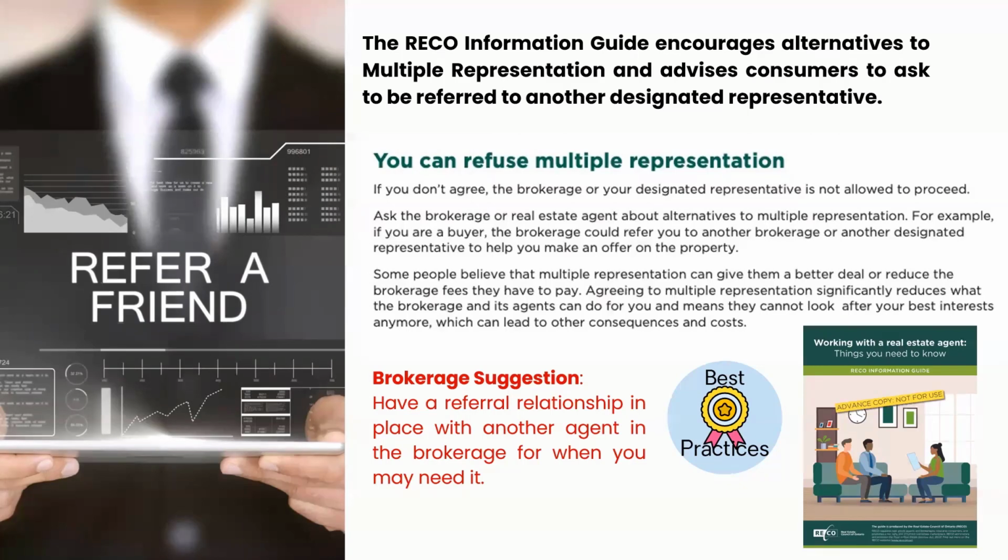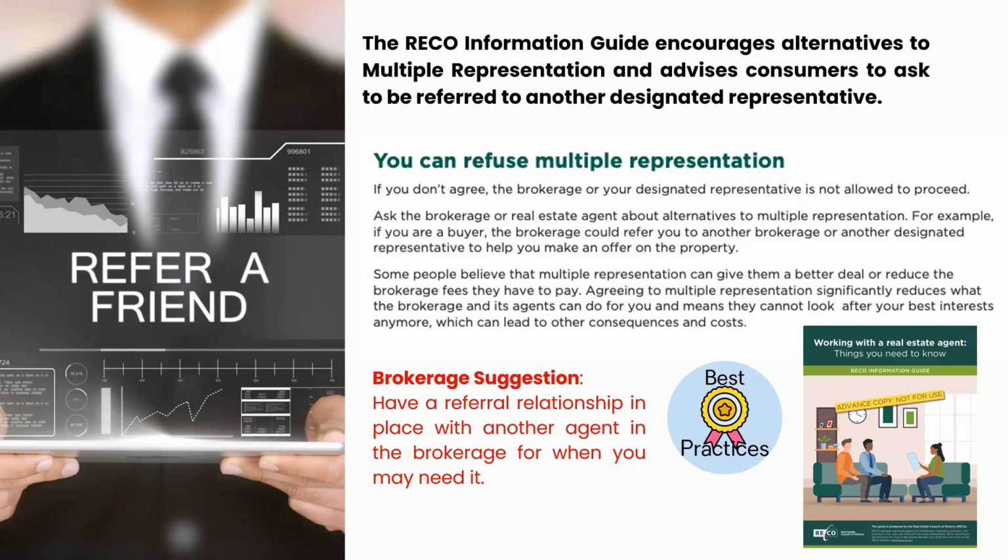Again, TRESA is all about options for your consumers. So they're feeling protected, and they're receiving that level of service they expect. Some people believe that multiple representation can give them a better deal or reduce the brokerage fees they have to pay. Agreeing to multiple representation significantly reduces what the brokerage and its agents can do for you, and means they cannot look after your best interests anymore, which can lead to consequences and costs. Best practice suggestion here: have a referral relationship in place with another agent in the brokerage for when you may need it.